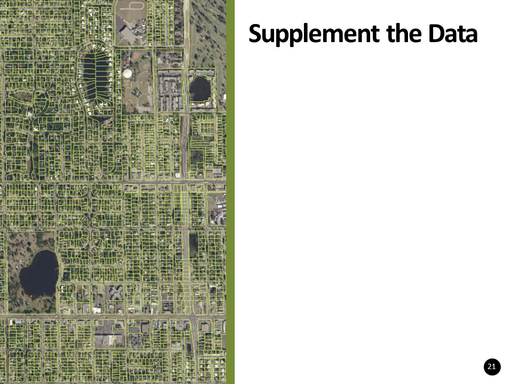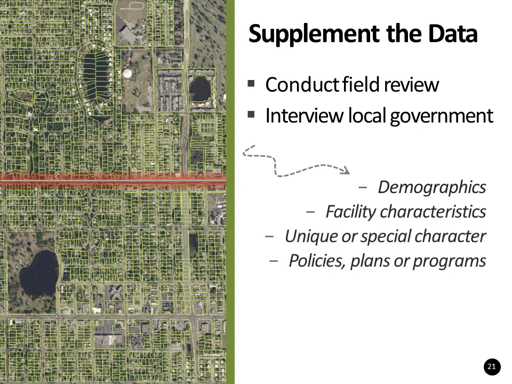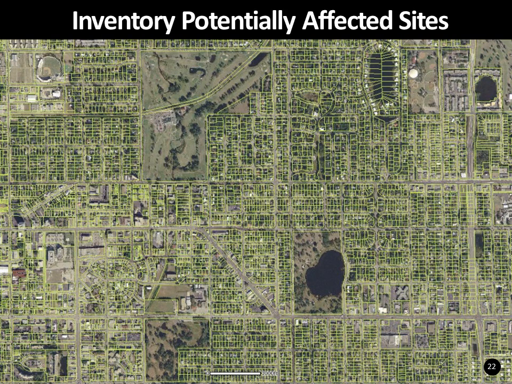Next, supplement the database information as needed to identify land uses and structures in proximity to the project footprint. Visit the project corridor to observe conditions on the ground. Also, talk to local government planning staff to learn more about parcels with relocation potential in terms of resident and business demographics, including employees and patrons, community and institutional facility characteristics, unique or special character that is valued by the community, and local policies, plans, or programs addressing those potential relocation areas. Then inventory any structures that could be displaced as a result of the project.